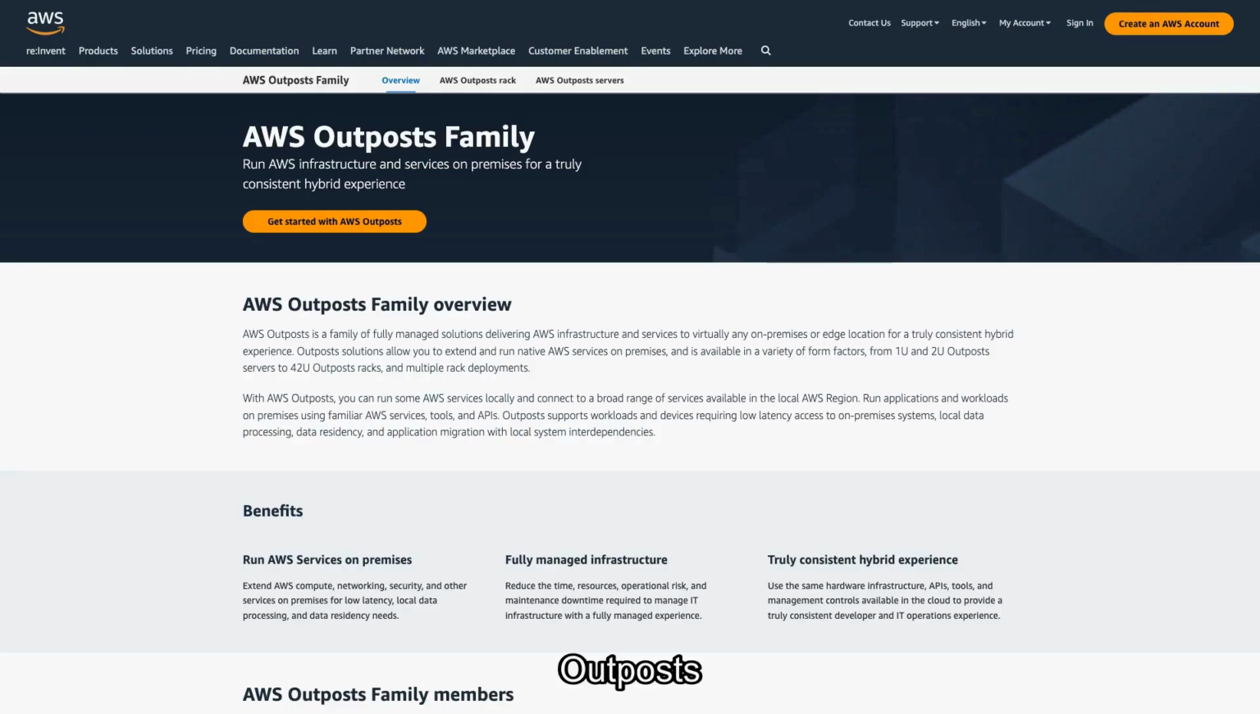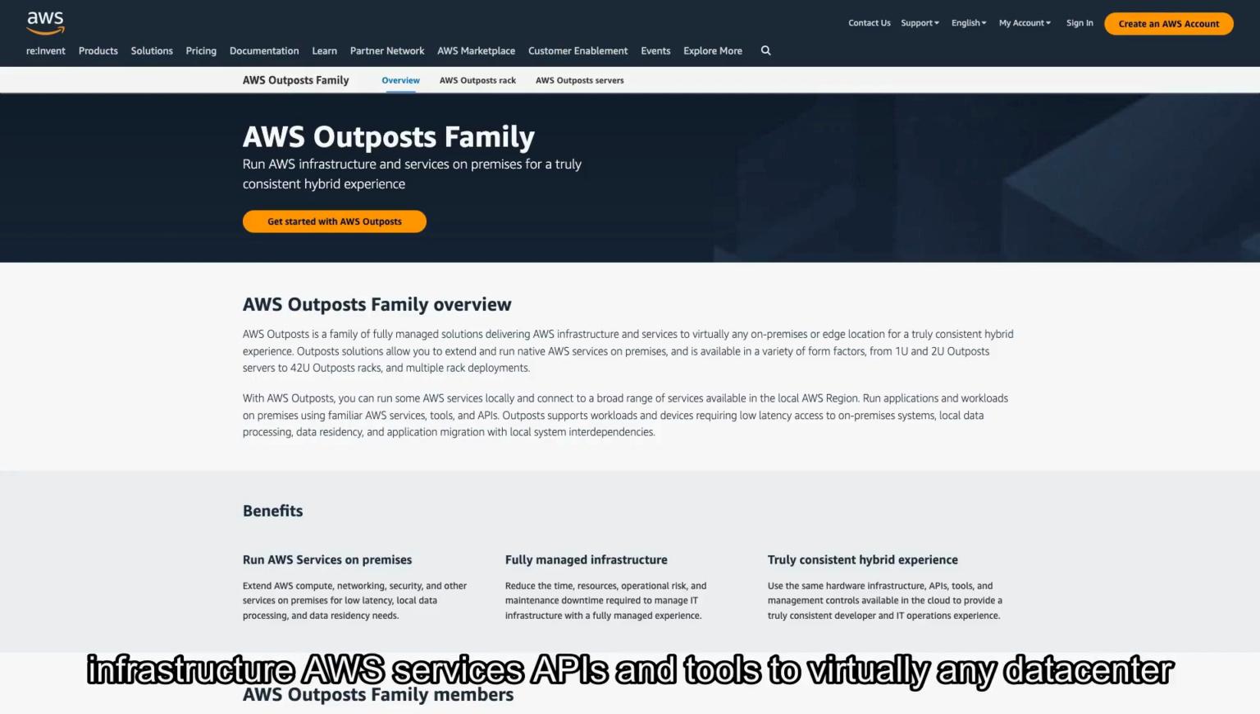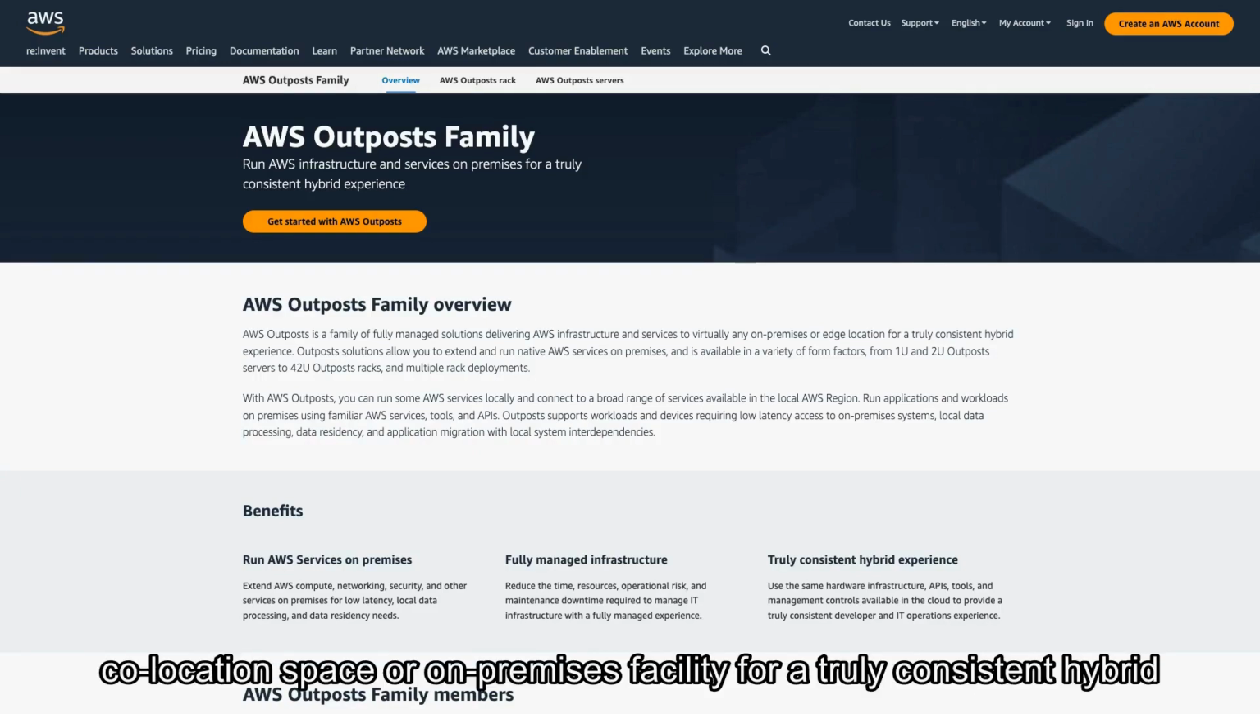Outposts. AWS Outposts are a fully managed service that extends AWS infrastructure, AWS services, APIs, and tools to virtually any data center, co-location space, or on-premises facility for a truly consistent hybrid experience.